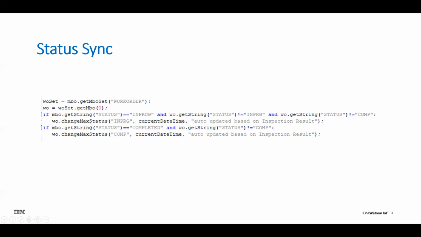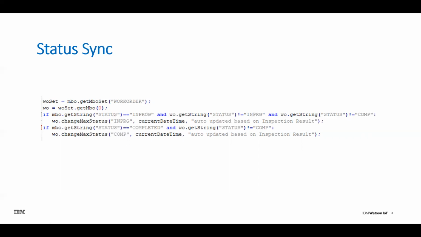Notice that I'm doing a change max status, but you can also change the status to an individual result that you want. The same happens for the complete one. The moment I change the inspection result status to completed, and the work order is not completed yet, I change the work order to completed as well. This is what keeps the inspection result status in sync with the work order status.